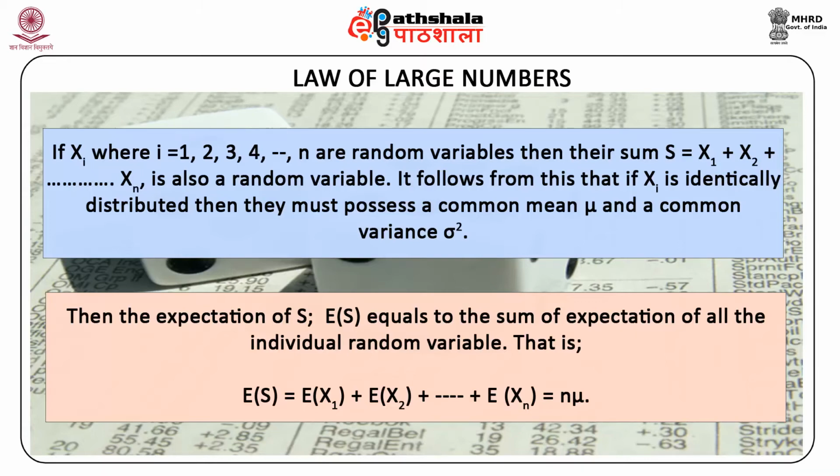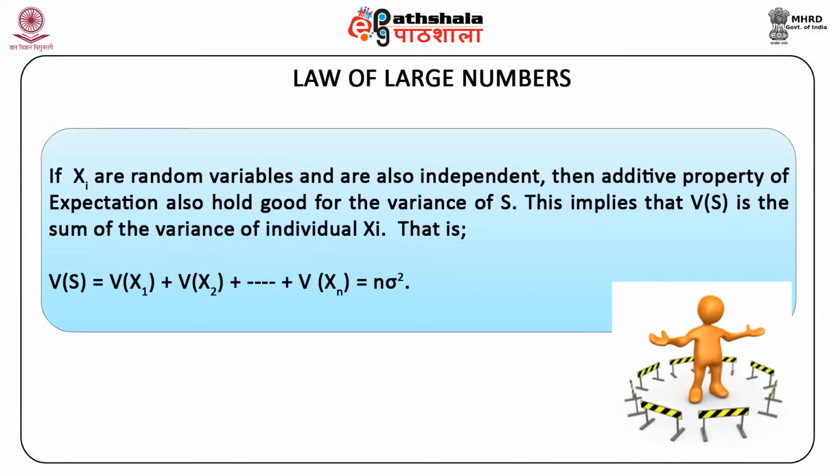Further, if the Xi are random variables and are also independent, then the additive property of expectation also holds good for the variance of S. This implies that VS is the sum of the variances of the individual Xi, that is, VS is equal to VX1 plus VX2 plus so on plus VXn, which is equal to n times sigma squared.